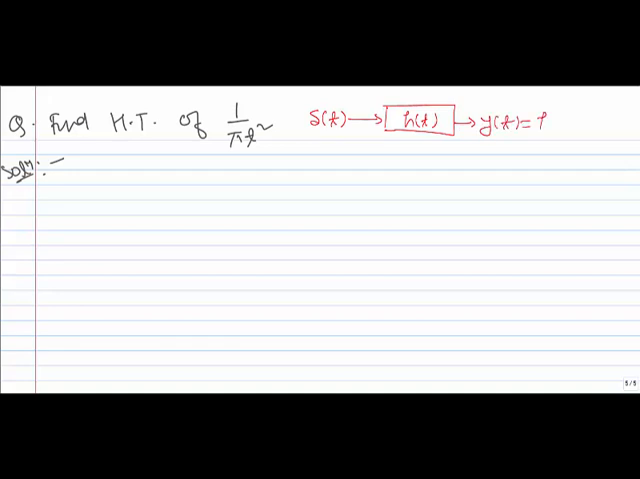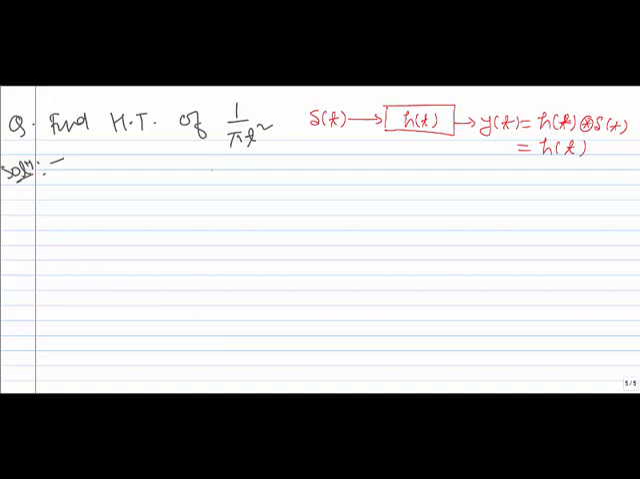Find the Hilbert transform of 1 upon pi t square. Solution. Now let us do its solution. Suppose this is my h of t, the Hilbert filter, and its input is an impulse signal, then the output y of t will be h of t convolved with del t. We know the convolution of any signal with the impulse signal is the signal itself, so it will be h of t, right?